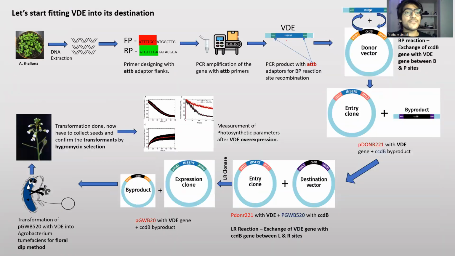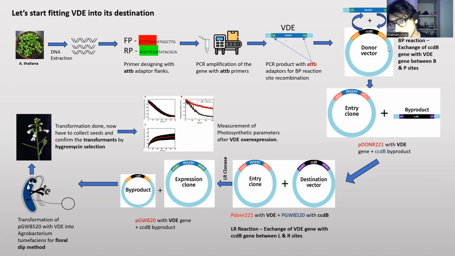So let's start fitting the VDE into its destination. First we need to extract the DNA, then design the primers. As I mentioned, this is site-specific recombination, so we need to design the primers so that they have the complementary sequence to these sites. This is our main sequence, and this is the complementary sequence to these adapter sites. After designing the primers, we run the PCR, and we get our insert with the specific flanks on both sides of the gene of interest.